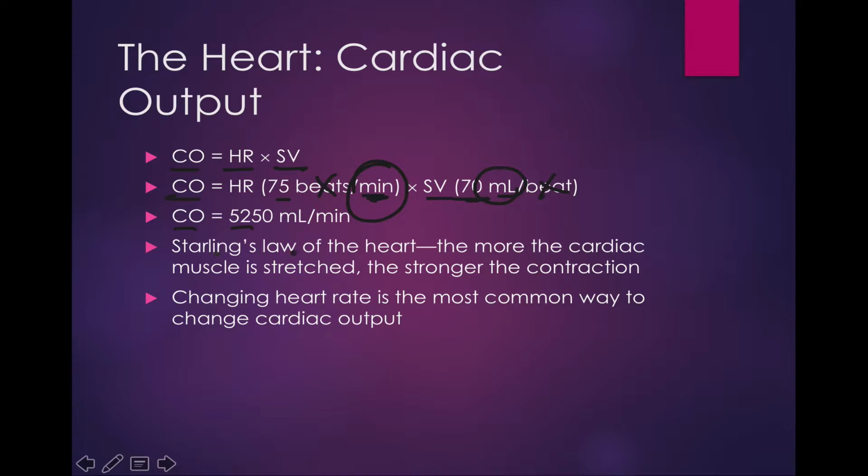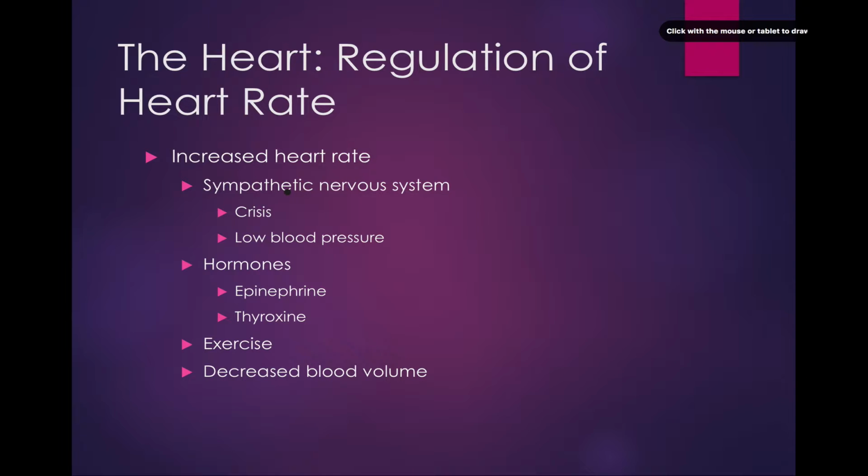Sometimes this is called Starling's law of the heart. That means the more cardiac muscle is stretched, the longer the contraction will be. Changing heart rate is the most common way to change cardiac output. Basically that means that your stroke volume typically remains the same unless you're bleeding out or something, but your heart rate can change pretty easily, whether you're doing aerobic exercise or just sitting on the couch eating popcorn.